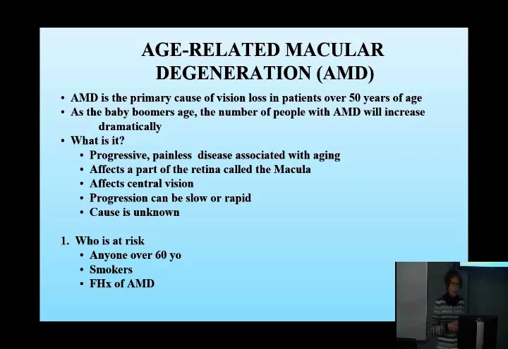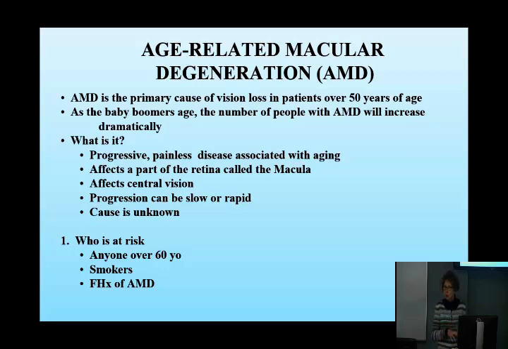And progression of macular degeneration can be very slow. It can also be very rapid. There's two forms. One is called wet, one is called dry. The wet form is usually rapid. The dry form is usually slower. Anyone over the age of 60 can be affected by this.